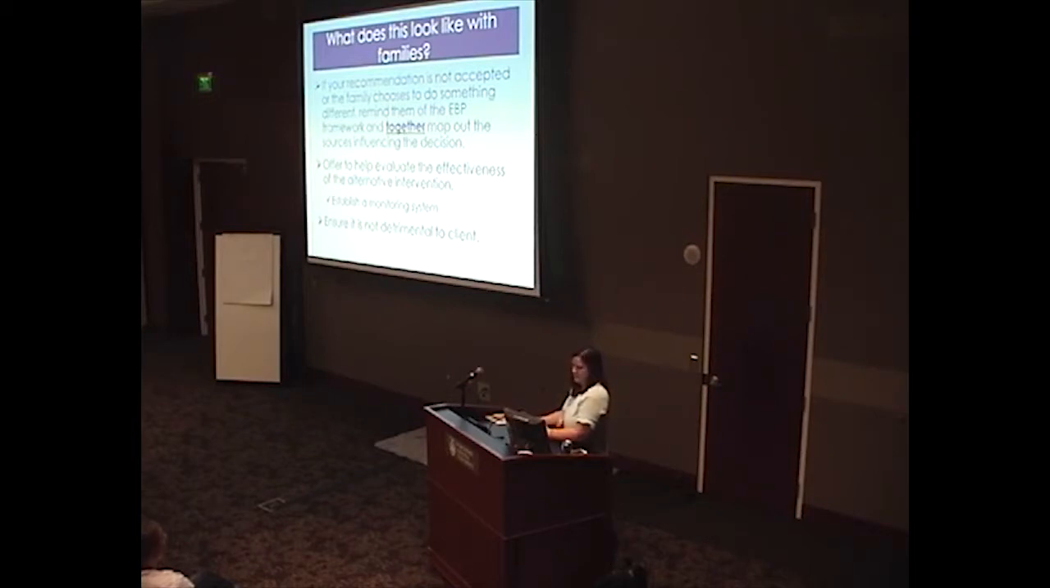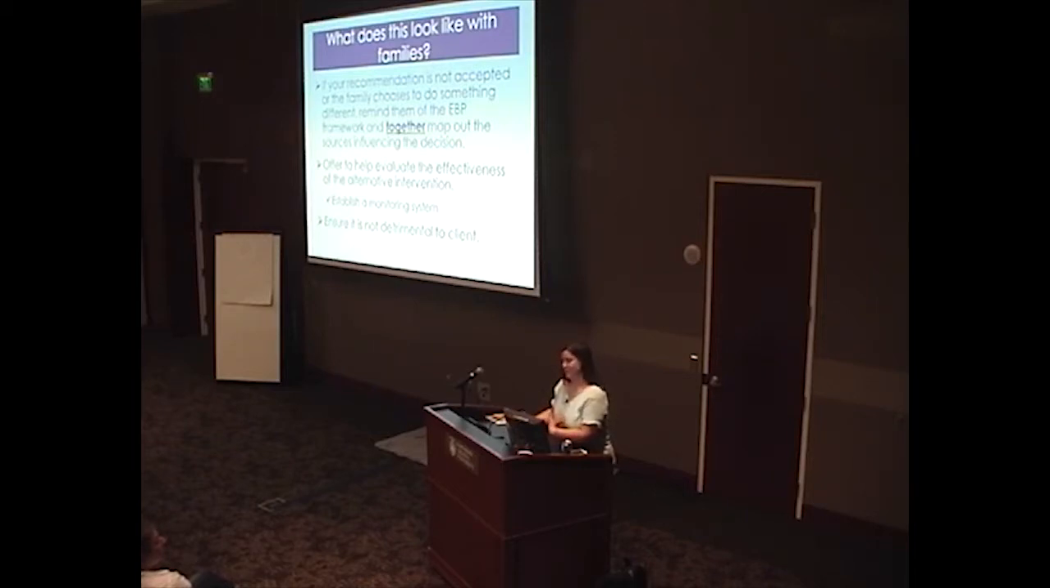Okay, if your recommendation is not accepted or the family chooses to do something different, remind them of the evidence-based practice framework and together map out the sources influencing the decision. Look at that framework and go, okay, what piece do we have? What is research telling us? What's the best available evidence here? What does the client family value? And what's my professional judgment in terms of how I'm integrating these things? Or the professional judgment of everybody sitting at that table. If you map it out very explicitly, it takes the personal, my opinion, your opinion, out of it.